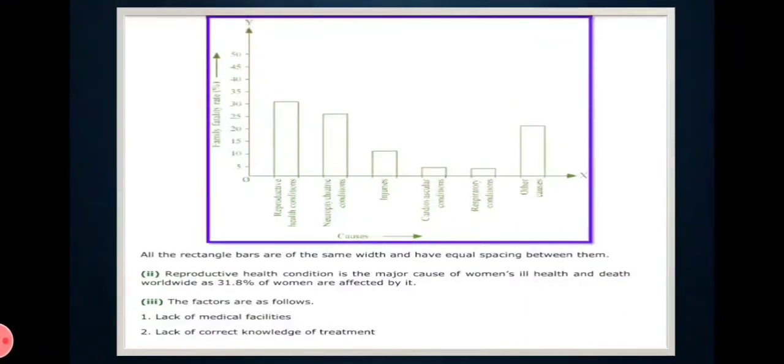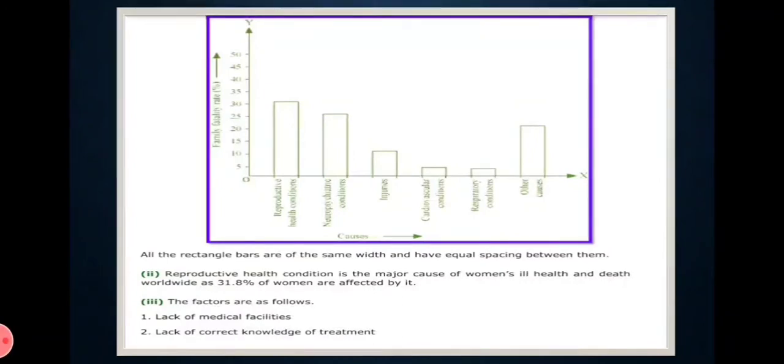Then similarly for the third cause, the rate is given as 12.4. So you will take between 10 and 15, where 2 lines represent 1%. So 12 means 4 lines, and 1 more line, as it is 0.4. So you will select 5 lines after 10%, and then you will make the bar.